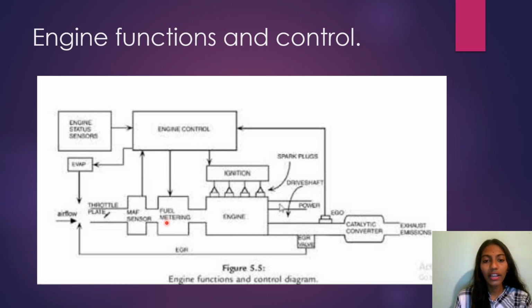From the fuel metering we have connected the engine. From the engine we have connected the ignition. Ignition contains the spark plugs, drive shaft and the power, and the catalytic converter is connected to the engine from which the exhaust emissions are given out. This is the engine functions and the control system.